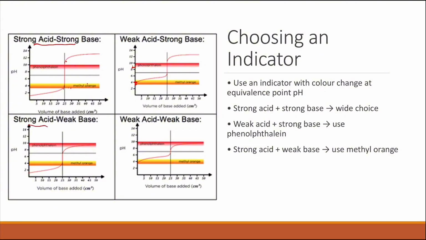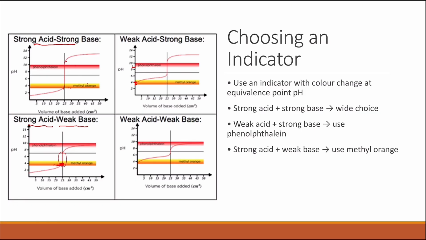But for the titration of a strong acid with a weak base, you can see that methyl orange will be the best one to use, because the vertical line will pass through the pH range of methyl orange, so it will change its color when we reach the endpoint. However, with phenolphthalein, we would reach the endpoint and it wouldn't change its color, because its range is beyond the range of the vertical line here.